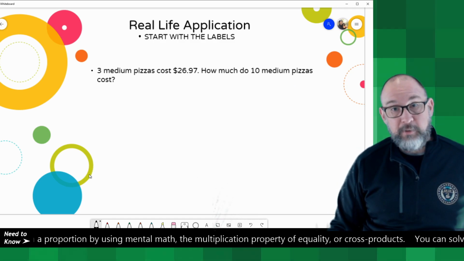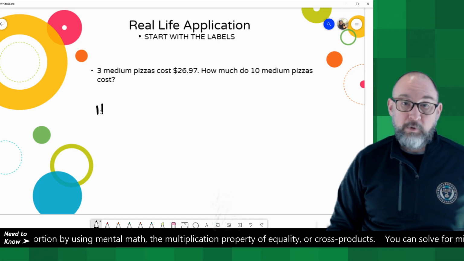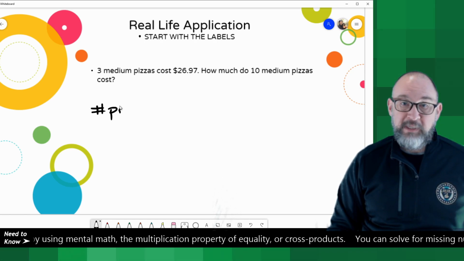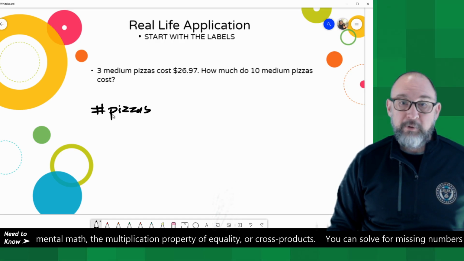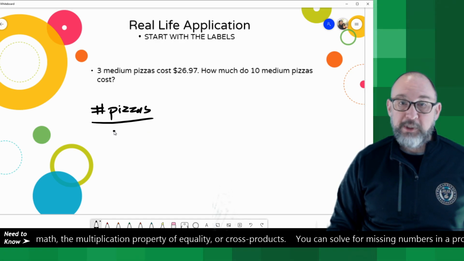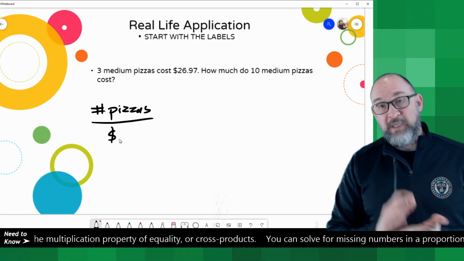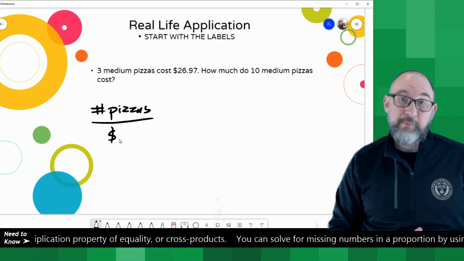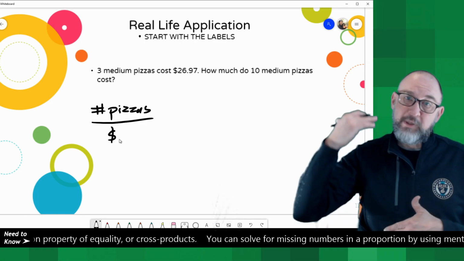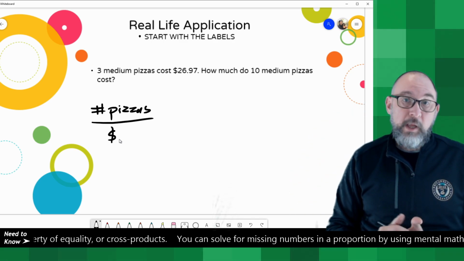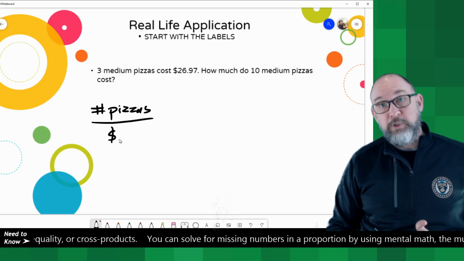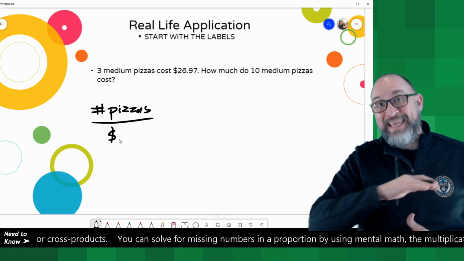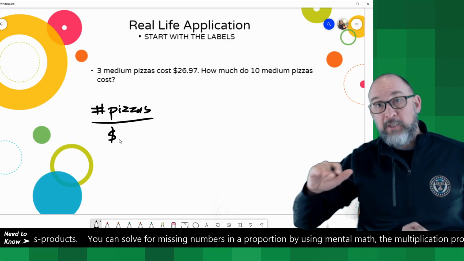What am I counting? Well, I'm counting pizzas. So one of my labels is number of pizzas. And my other label is dollars, how much it costs. So, pizzas on top, dollars on the bottom. And you could flip-flop it. You could have put the dollars on top and the pizzas on the bottom. But what's important is, once you set up your labels, keep the numbers aligned with the labels.